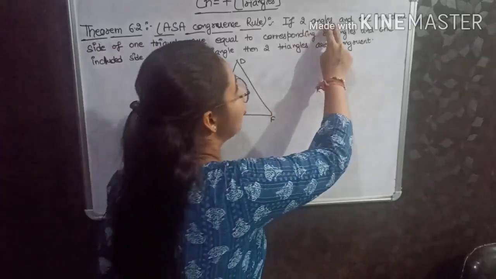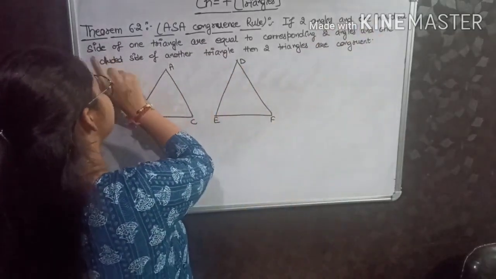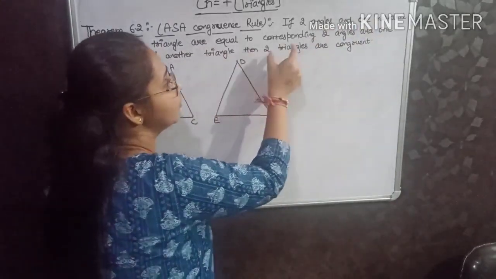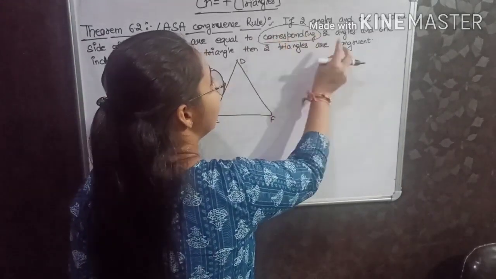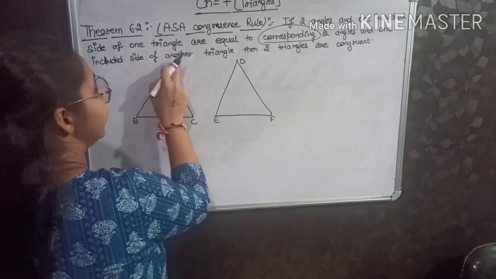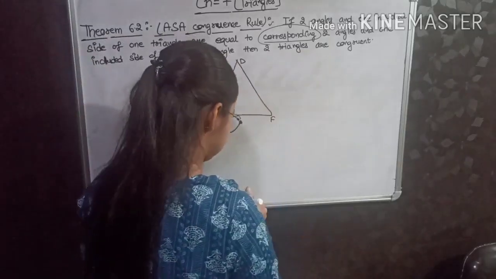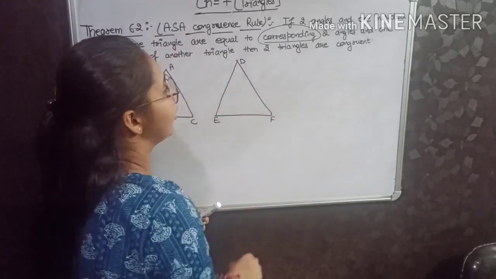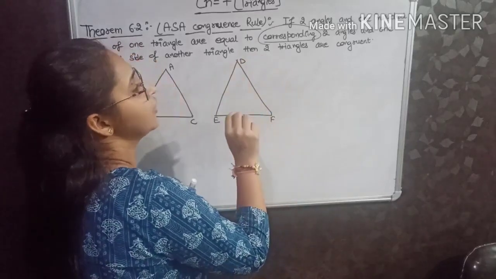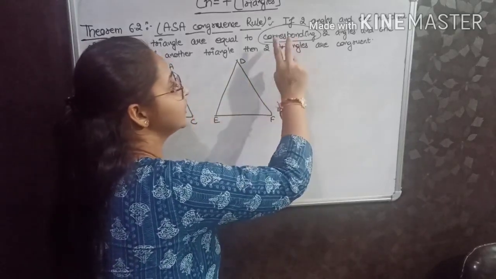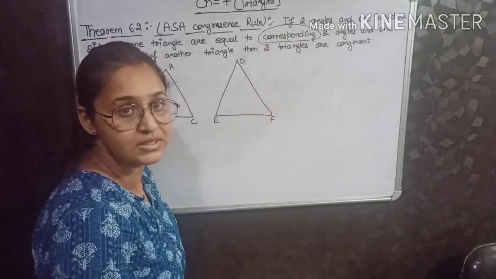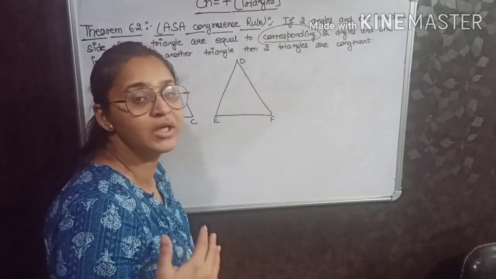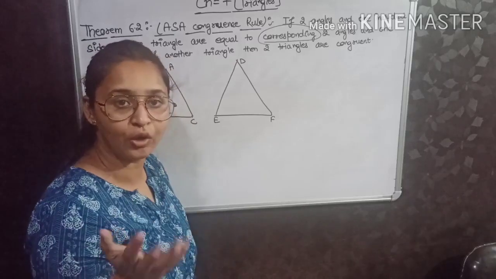See, if two angles and one included side of one triangle are equal to the corresponding two angles and one included side of another triangle, then the two triangles are congruent. It is very important in all of the theorems, in all of the rules: first thing is that all of the parts must be corresponding parts. Without corresponding parts, we cannot determine whether the triangles are congruent or not.